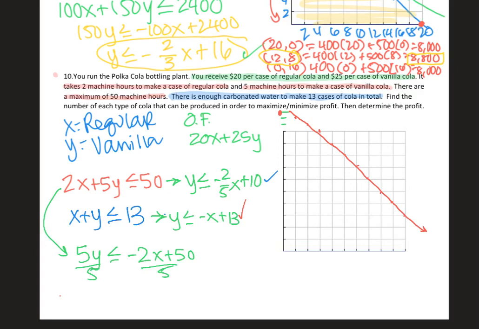And then this one, let's do 10. So down to 1, 2, 3, 4, 5. Down to 1, 2, 3, 4, 5. Okay, they are both less than. Okay, so my feasible region is going to be here. And then let's go ahead and pick out our vertices.